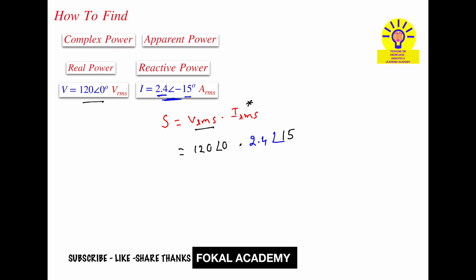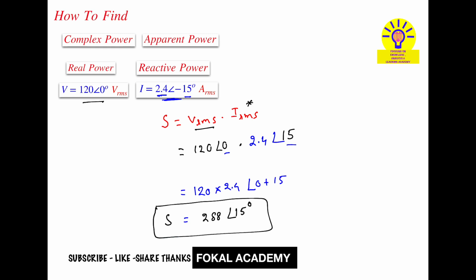Now, how do we multiply two phasor forms? Whenever two phasor forms are given, their product is the product of the corresponding amplitudes and the sum of their phase angles. That is 120 into 2.4, and the phase angle is the sum of the phase angles, 0 plus 15. It becomes 288 with phase angle 15 degrees. This is the complex power in phasor form.